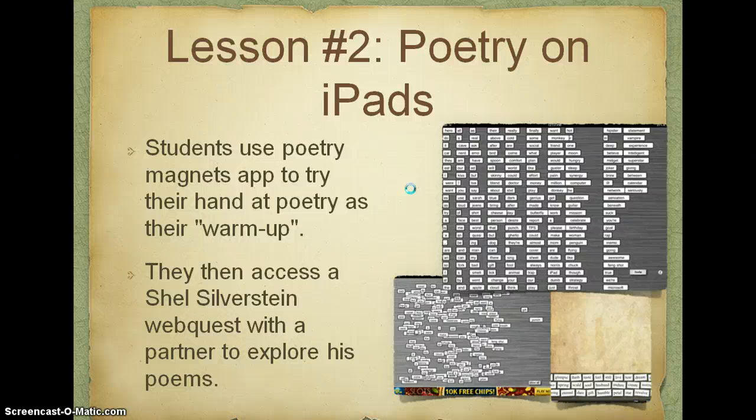So for my anticipatory set, I would let my students get on their iPads. They have two apps: one is called Poetry Magnets, and one is called Word Magnets. They're really the same thing. They just have a different variety of words to choose from. So that would kind of be their warm-up, and they would make a fun, kind of quirky little magnet poem to get them started as poets.